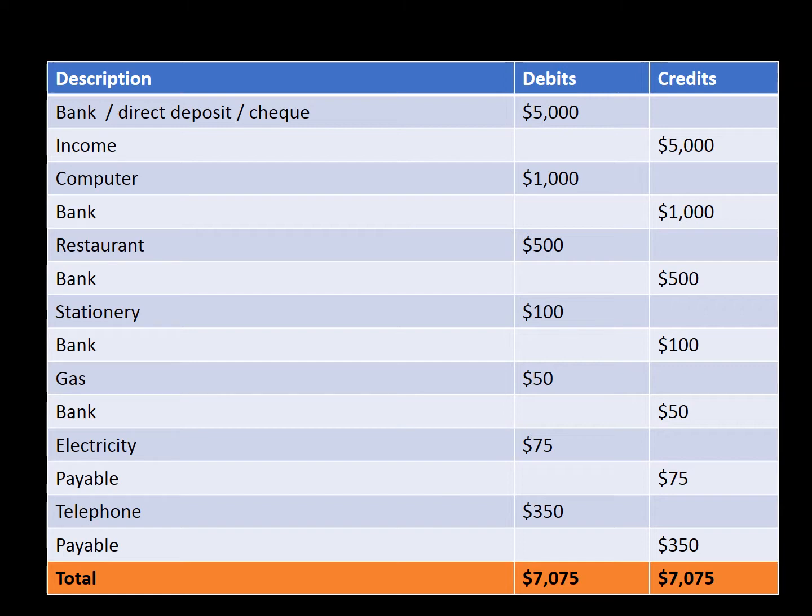on the credit column. Now, if you look at the total, both the debit column and the credit column are equal. Why? Because the same transaction you are recording twice. So you record the $5,000 debit and a credit, $1,000 debit and a credit. Each transaction you record twice.